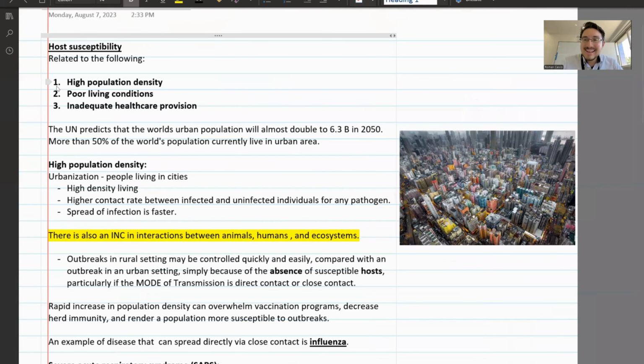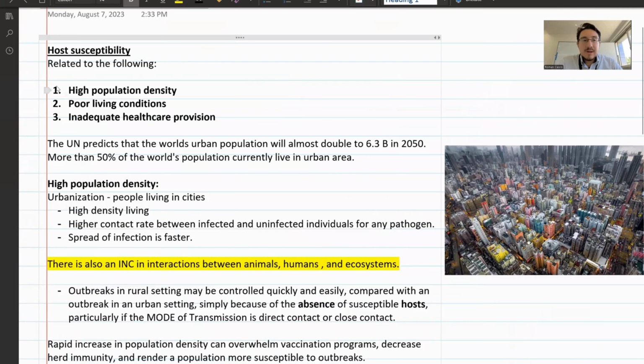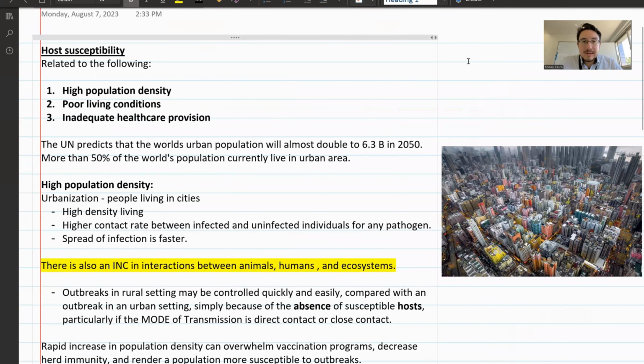Another aspect that can influence spread, right, is host susceptibility. Now I mentioned this before already, in host population, pathogen populations, mode of transmission. Talking a little bit about the host population, we go into a little bit more detail in terms of how susceptible the hosts are to obtaining an infection, right? And there are some factors that influence susceptibility. You can have high population density, right? Now, this one we've talked about already. Poor living conditions and inadequate healthcare provision, right?